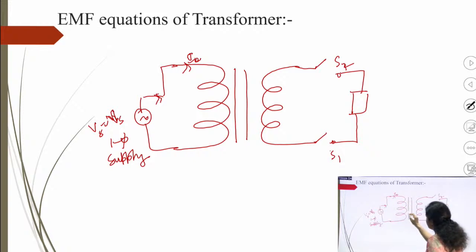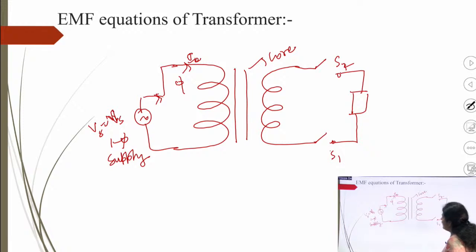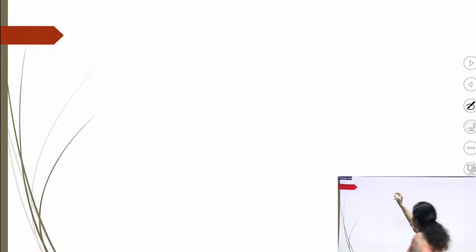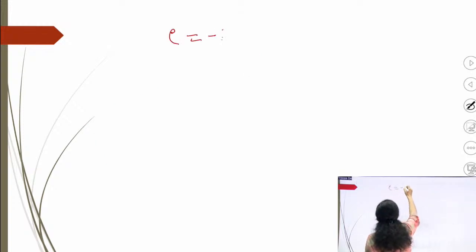As the current starts flowing, because it has the core, it will set up the flux. Suppose the flux phi is set up here, and this flux is linked with the other winding with the help of this core. The nature of this flux is a changing flux. So according to Faraday's law, this changing flux will induce an EMF. Here you can write E is equal to minus N d phi by dt.